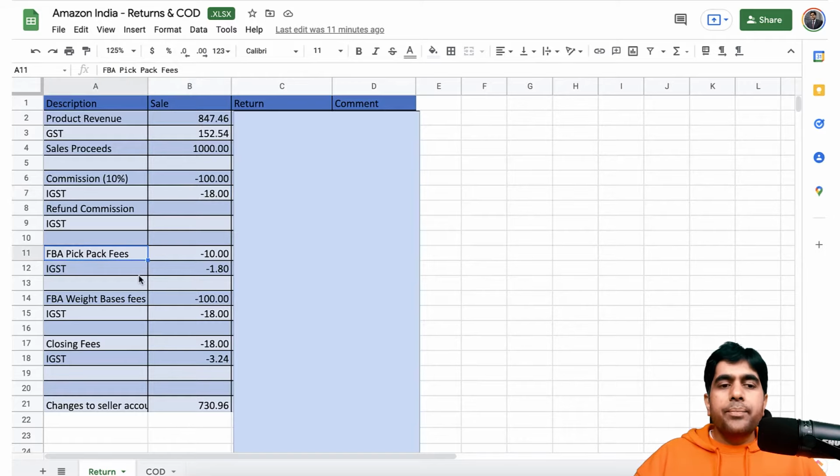And then Amazon charges a pick pack fee for every unit that you sell through FBA. That's dependent on the product. That's 10 rupees here, and there is a GST component of 1.8.